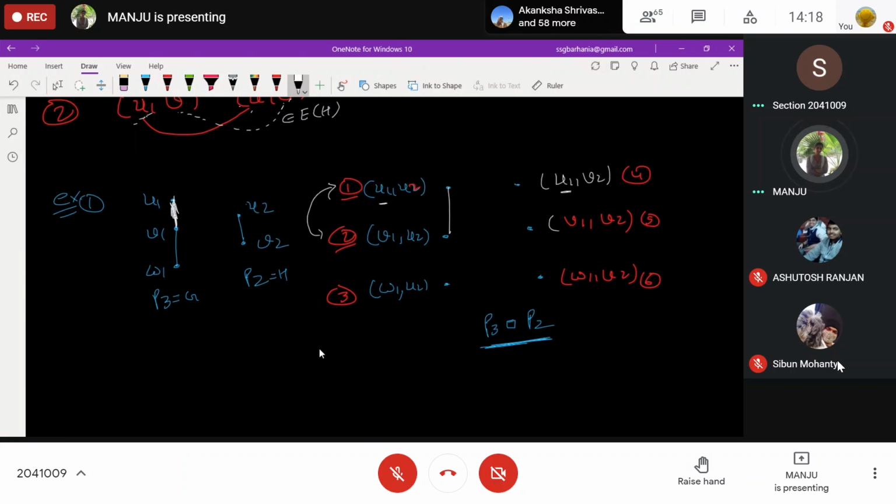First coordinate is the same, yes or no? So corresponding to the second coordinate, do we have any edge in the second graph? The second graph means the graph H. Yes, sir, U2 V2. So that's why we will draw this edge, and 1 and 4 are adjacent.